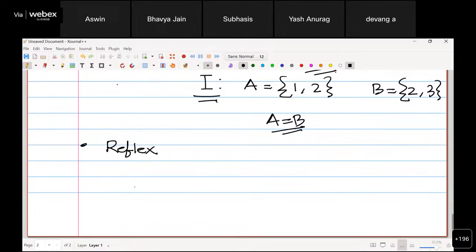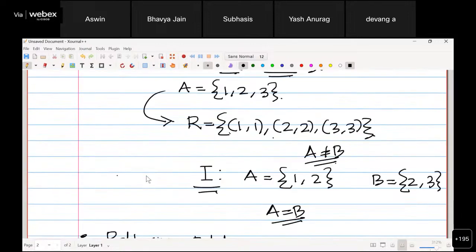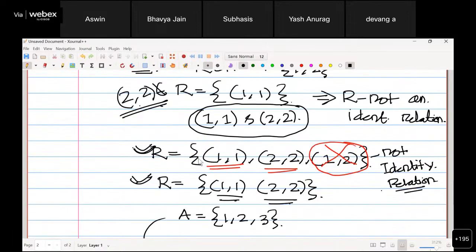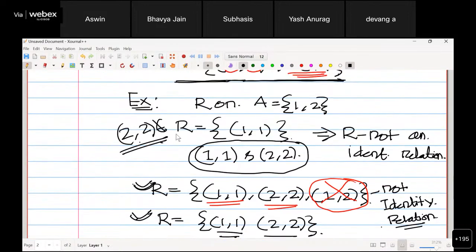Sir, I have a confusion also. What if all the elements are not present, like 1, 1, 2, 2, and 3, 3 are not present? I have discussed that thing, right? Here I have taken this R, and if you see, 2 comma 2 is not there. So that's why R is not an identity relation, because it doesn't contain all the possible diagonal elements. Okay, sir.